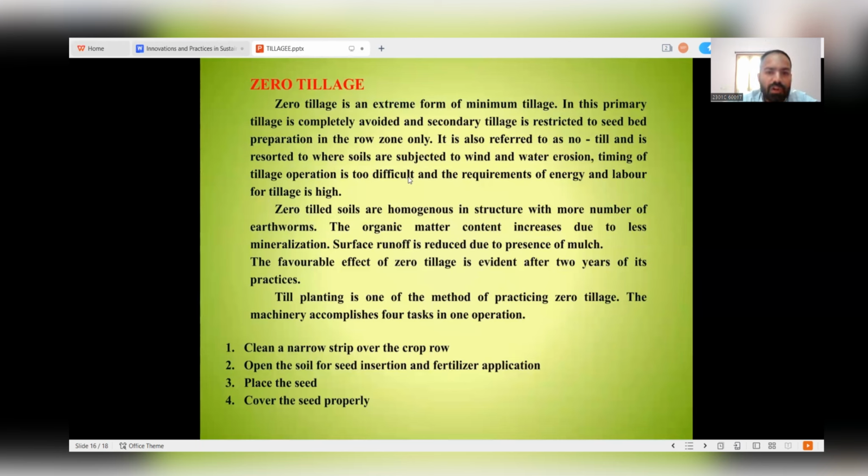Till planting is one of the methods of practicing zero tillage. The machinery accomplishes 4 tasks in one operation. What are the tasks? Clean a narrow strip over the row, then open the soil for seed insertion and fertilizer application, place the seeds, and cover the seeds properly. Moving on to the next.